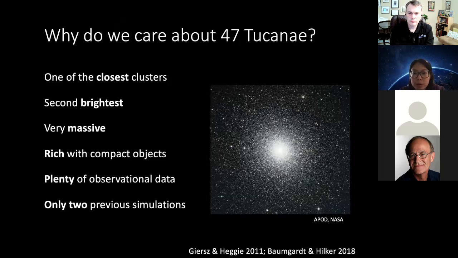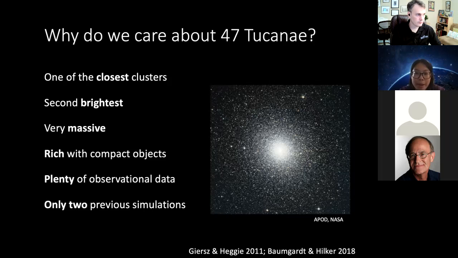But other than pulsars, why do we want to model 47 Tuc? 47 Tuc is one of the closest globular clusters to us at about 4.5 kiloparsecs. It's also the second brightest globular cluster in the sky and can be seen by the naked eye in some places. Observations have shown that it is also one of the most massive and dense globular clusters in the Milky Way, and contains large populations of compact objects, including a few hundred X-ray sources, of course, millisecond pulsars, cataclysmic variables, and also a black hole candidate in an X-ray binary.